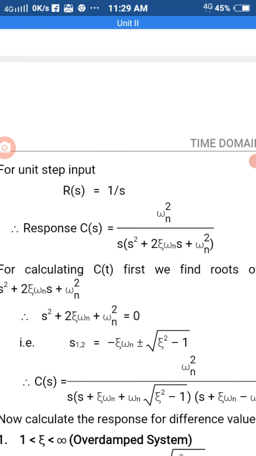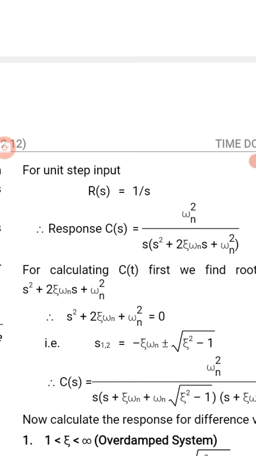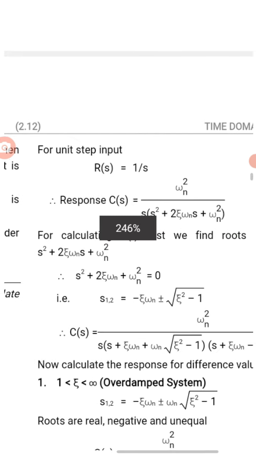For unit step input, R(s) is equal to 1/s, that we know because r(t) is equal to 1 and its Laplace transform is given as 1 upon s. So the response C(s) becomes omega n square upon s into bracket s square plus 2 zeta omega n s plus omega n square.